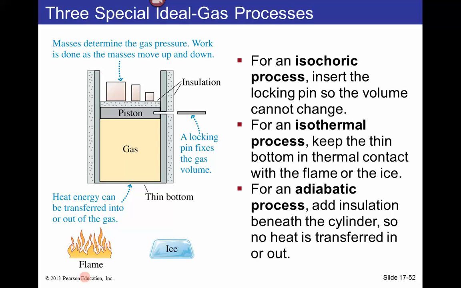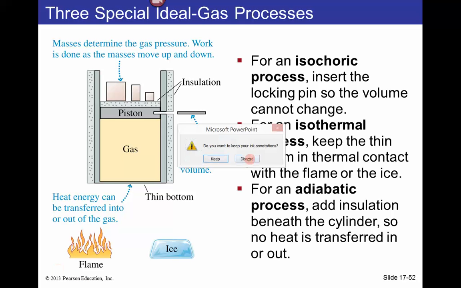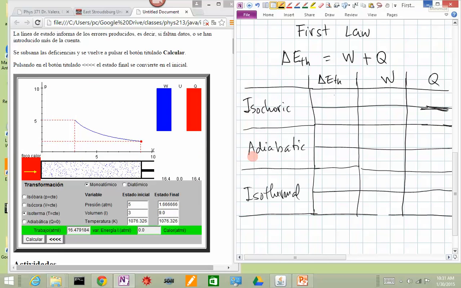There are three processes, in the case of the ideal gas, that we would like to understand, and we would like to understand the energy balance for these three processes: isochoric process, isothermal process, and adiabatic process. So what I'm going to do is show you a small simulation for these three processes, and as I do that, I'm going to be filling out this table here. For the isochoric process, I'm going to see what happens to delta E thermal, the work and the heat. Same for the adiabatic process and same for the isothermal process.